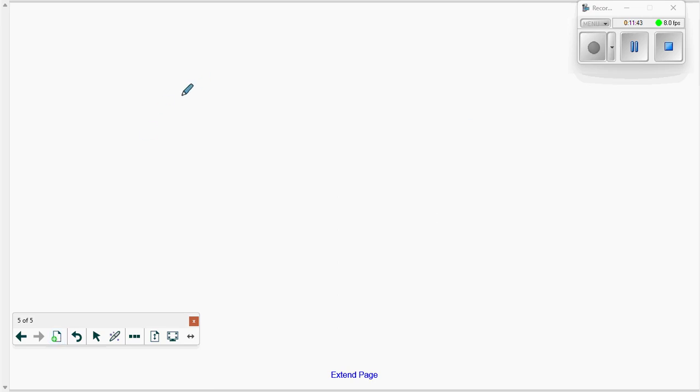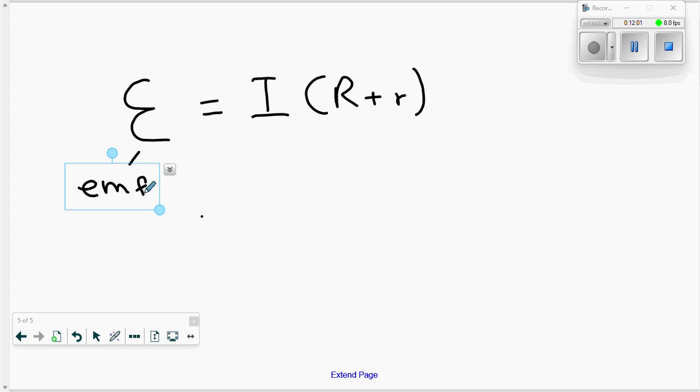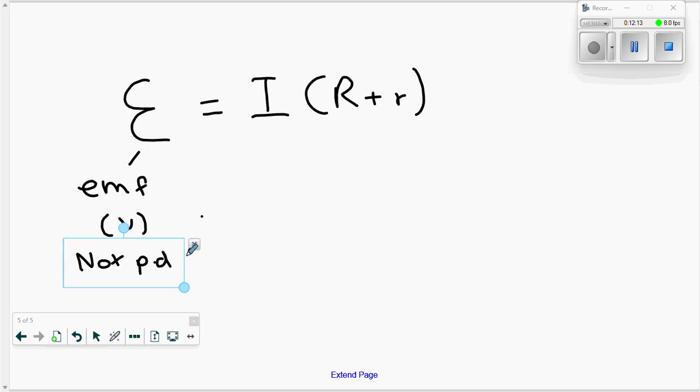So your main equation is that epsilon, that EMF, is equal to I(R plus r). None of these things should be new to you. We do EMF in grade 10. So this is your EMF, and EMF is always measured in volts. It's not potential difference, it's EMF. Please do not get that confused. It's not PD and it's not V external. EMF is your total voltage. So it's not just the external voltage.